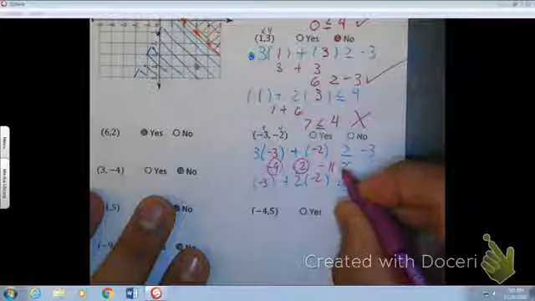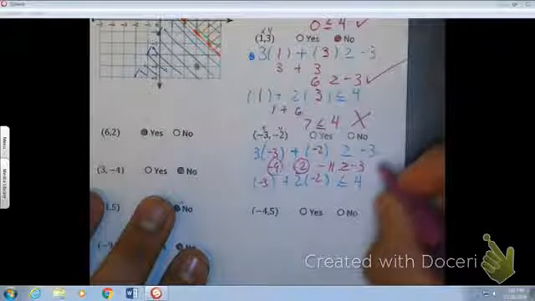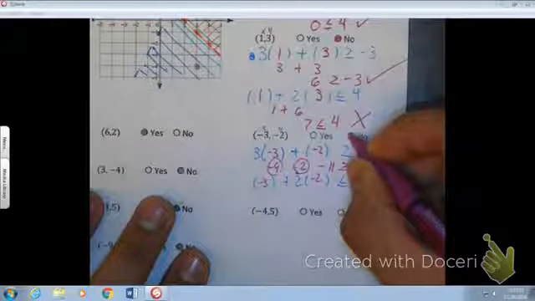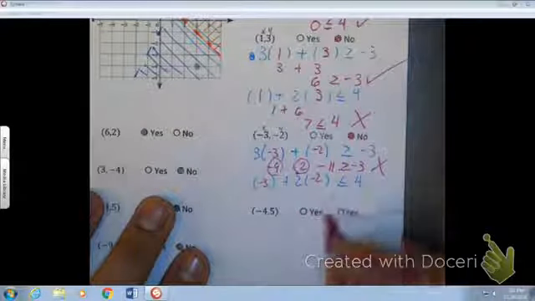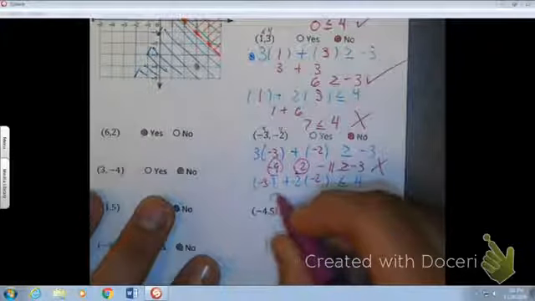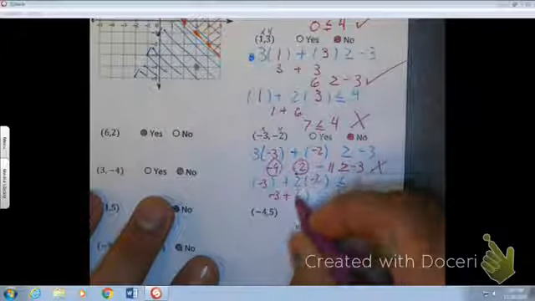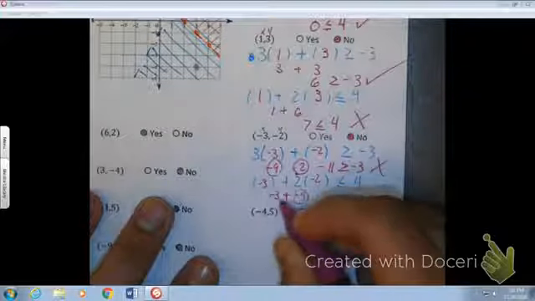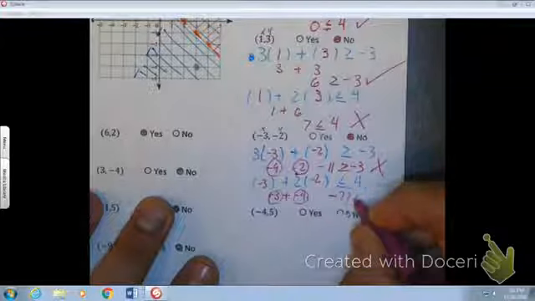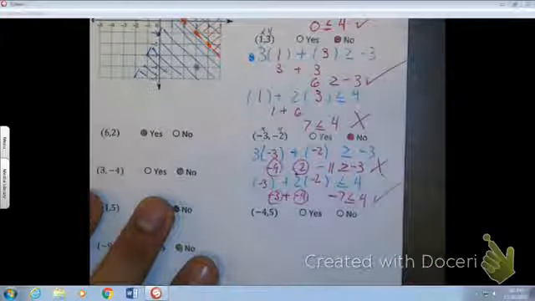Is negative 11 greater than negative 3? The answer is no. So you already know that this is not a solution. Let's continue on doing this one just to see if this one would have worked out. Negative 3 plus a negative 4. If we combine this and this, we would have a negative 7. Negative 7 is less than 4. So this would have worked out, but this didn't.